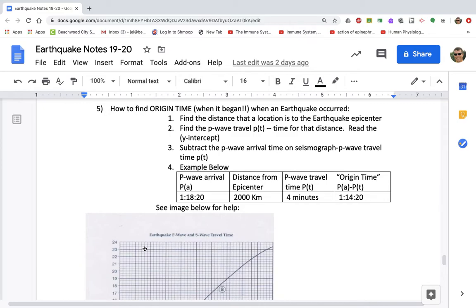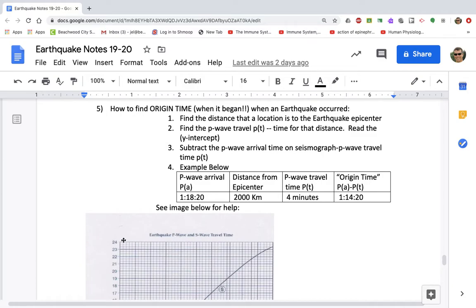We're finding epicenter distance because we want to see where all the destruction is going to be, but origin time is like, we need to find out what time it began so that we can think about where we're going to find most people. If it happened in the middle of the night, or first thing in the morning, this is very important. It's not as important as finding epicenter distance, but it is important.